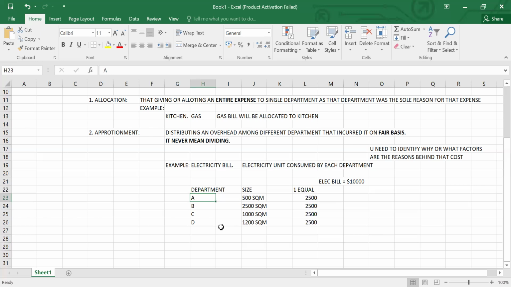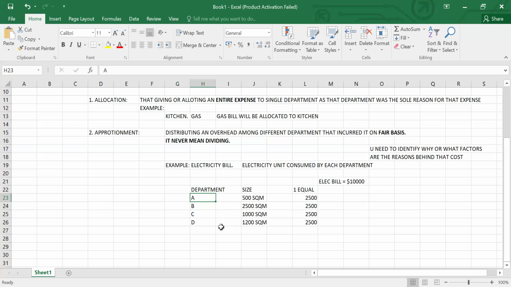This is a very valid reason. I hope you are understanding this. So this basically was the reason that rejected this approach, that we cannot simply and directly divide the overhead cost on an equal basis. That is why we need to identify the reasons and the factors that were causing that overhead to be incurred.